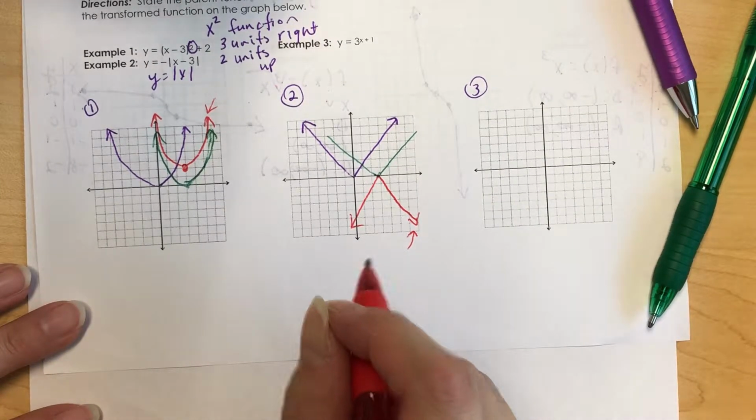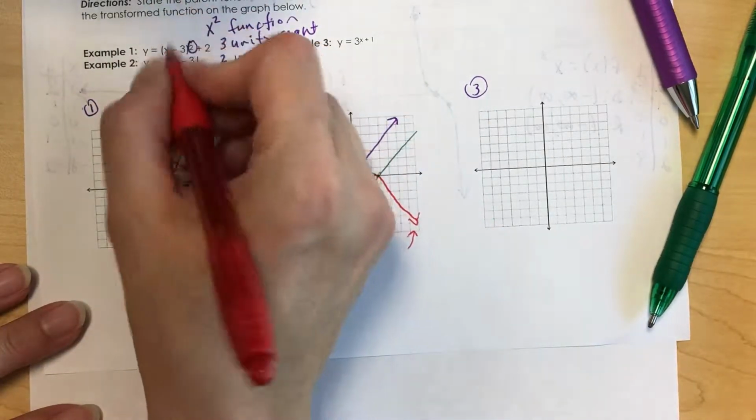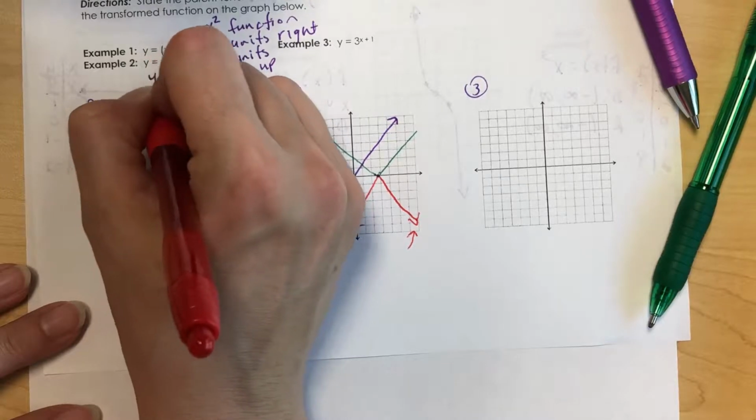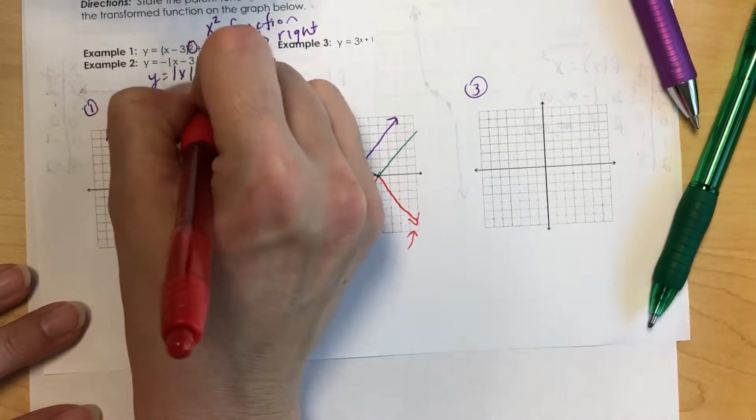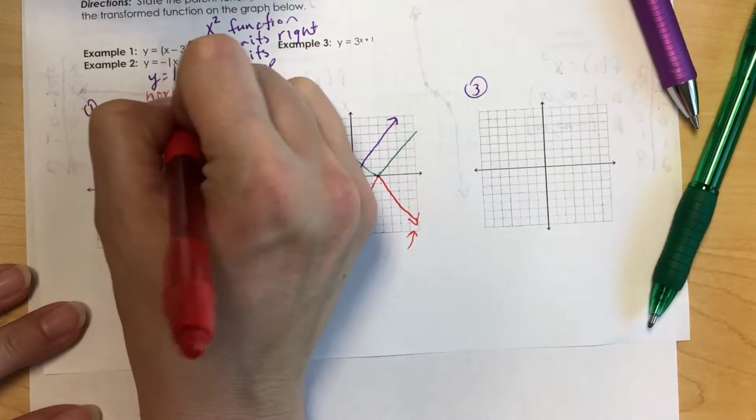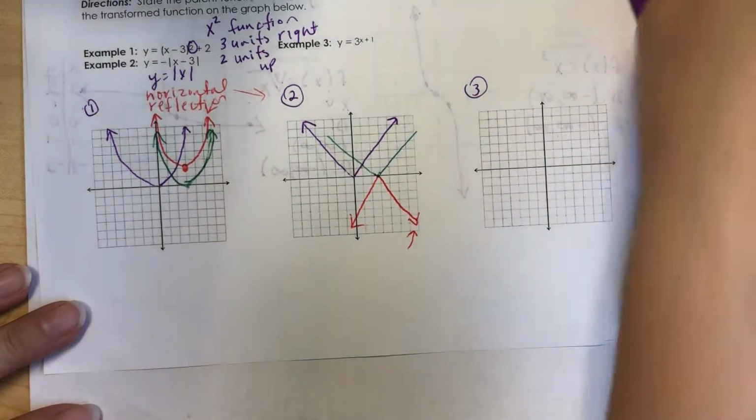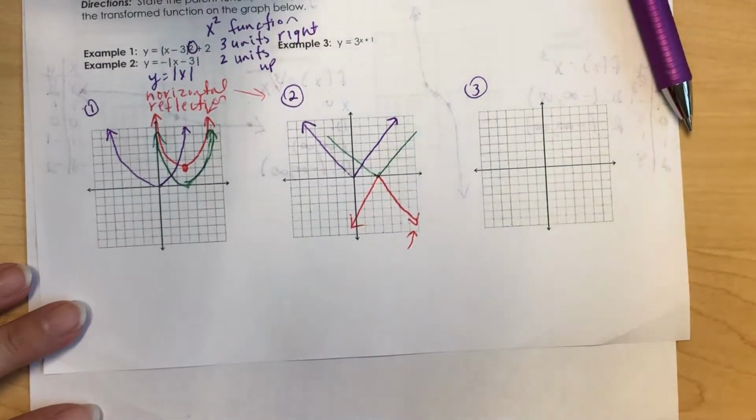And I forgot to state the parent function and the types of transformations. So we had a horizontal translation, and we had a reflection across the x-axis for number 2. I know this is all crammed in here mighty tight.